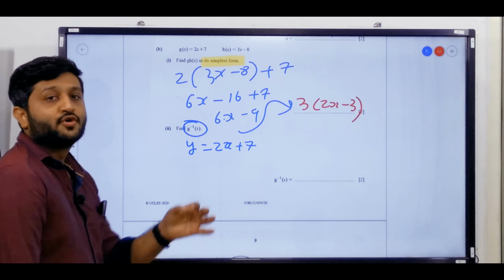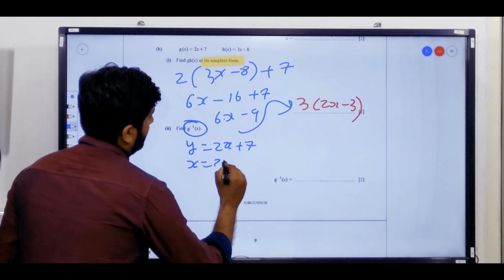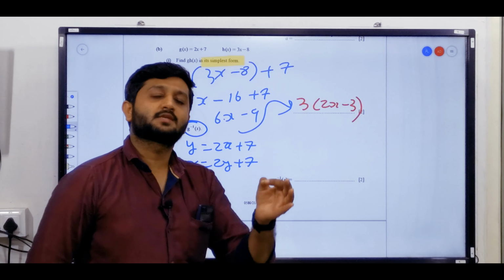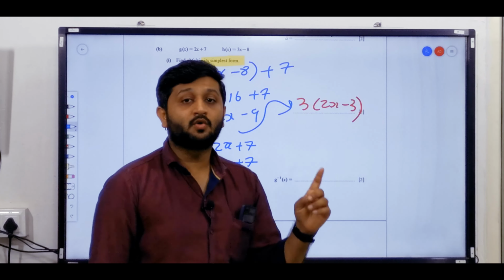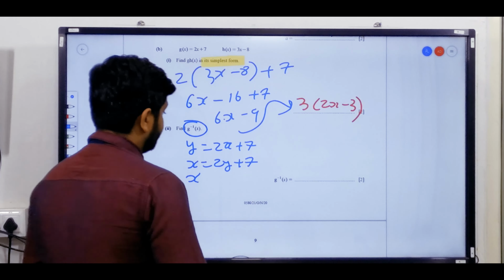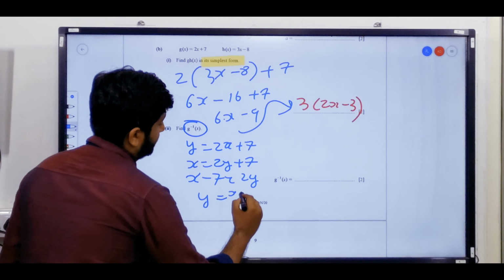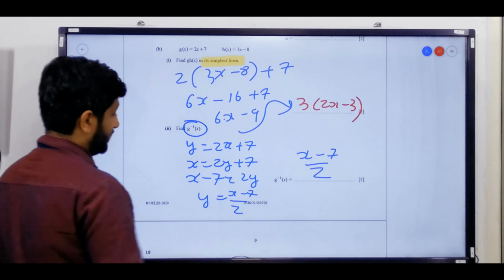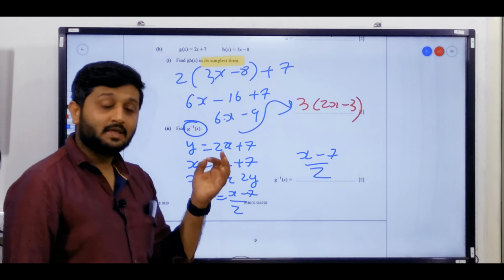Step number 2, swap x and y. So now the equation will be x is equals to 2y plus 7. Now make y the subject of formula. Subject of formula means, as I have already told you, y should be left alone and all the terms should be on the other side. So x minus 7 is equals to 2y, y is equals to x minus 7 upon 2. So don't write your answers like this on the paper, the teachers will kill you.